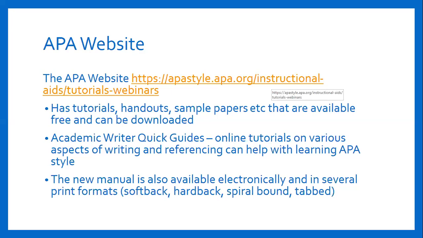The manual is not expensive. It's available electronically and in several print formats: softback, hardback, spiral bound, and tabbed. So they've made it a lot more user-friendly. And of course, the librarians at the university are always ready and able to assist you to understand APA if you need any help. Thank you.